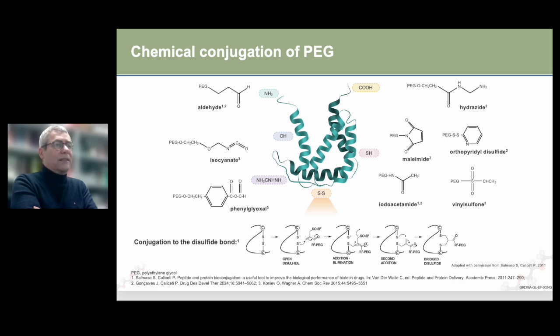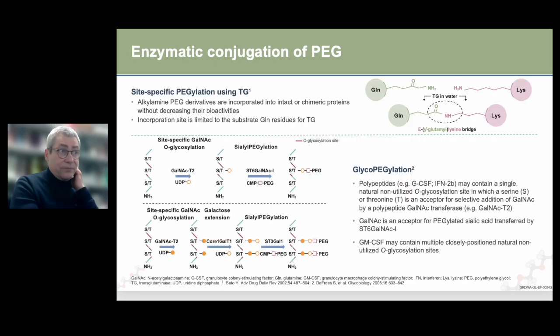So it is possible to have a site-directed conjugation, and this allows for obtaining derivatives with very well defined structure. And finally, it is reported this very interesting method for conjugation of PEG to the disulfide bond, which was developed by Steve Brocchini a few years ago.